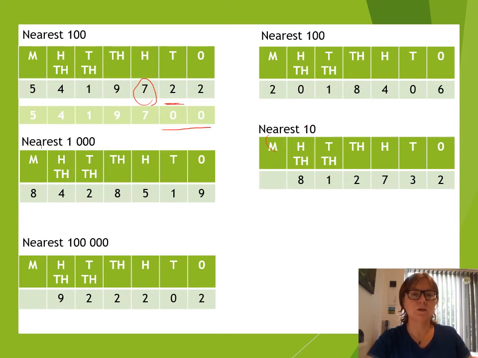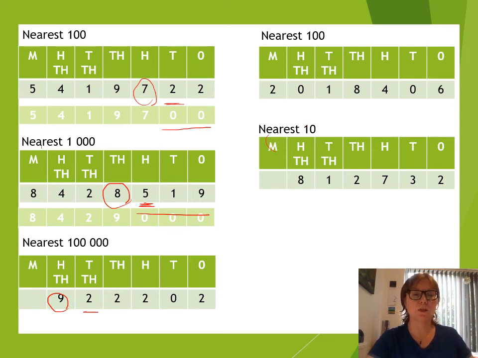Rounding to the nearest 1,000, we circle the thousands digit and we underline the digit to the right. This is a 5, which means that the thousands digit is going to increase by 1 to become a 9. All these other digits will become zeros. So we end up with 8,429,000.